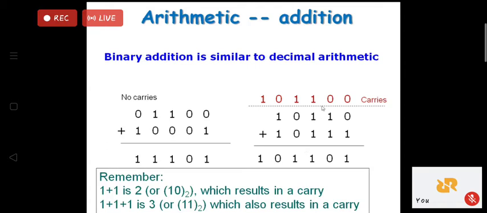So 1 plus 1 is 0, but carry 1, and along with this 1, this answer will be 1 over here with carry 1. So that means 1 plus 1 plus 1 is 3, that you can check. It is 1, 1, this carry 1 and this is 1. So it is 3. So the answer is correct.